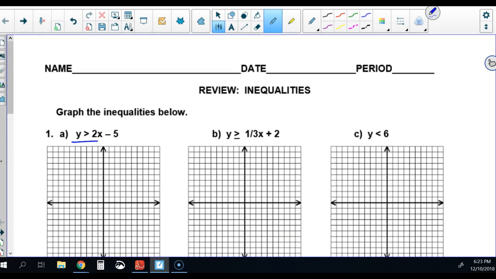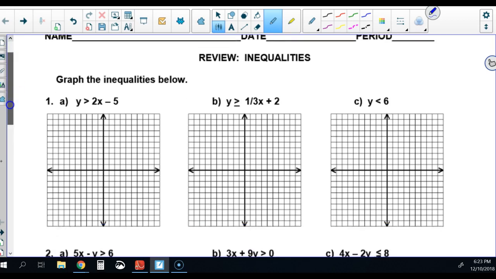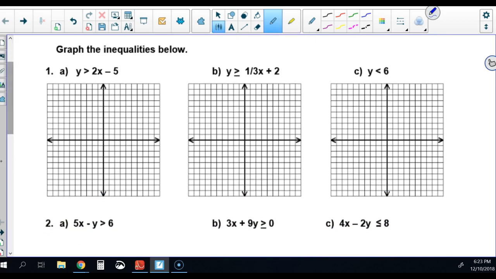So let's jump straight in to number 1 here, 1A, I guess. There's 3 number 1s. With y is greater than 2x minus 5. I see this is already in mx plus b form. I know my m is 2, my b is negative 5. You begin with your b. So count down 5, that's my starting point.